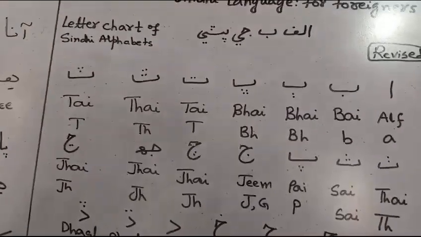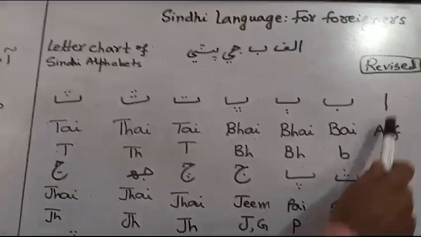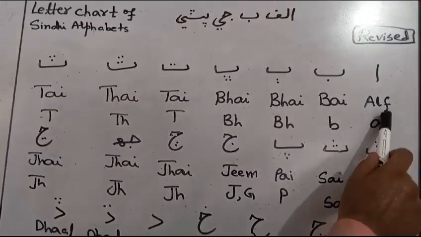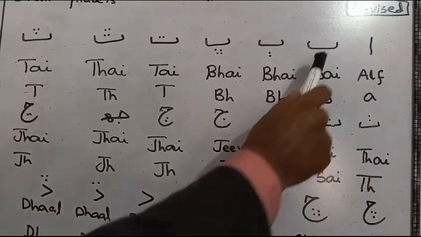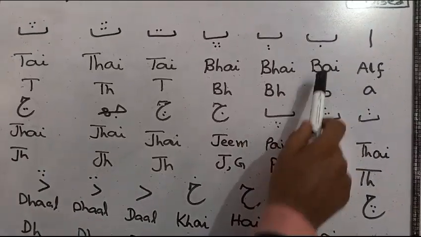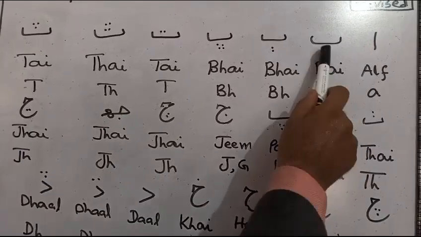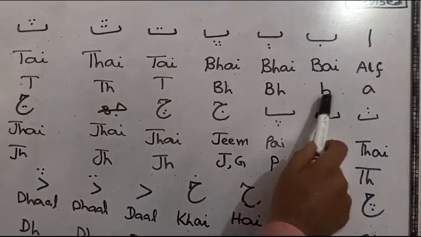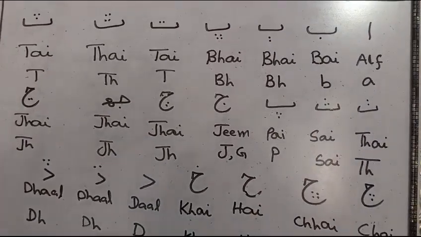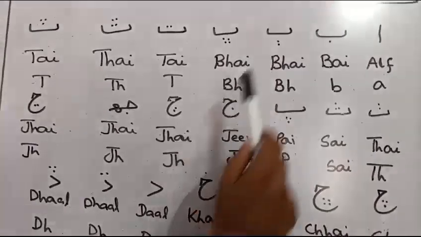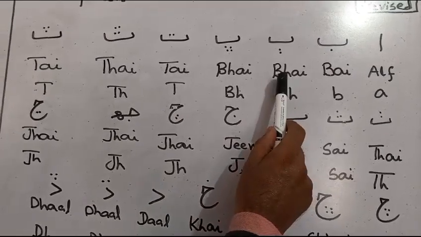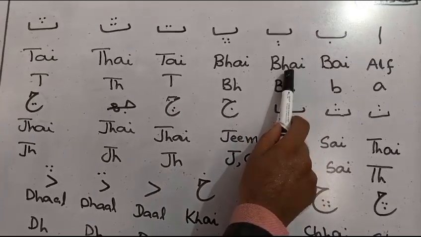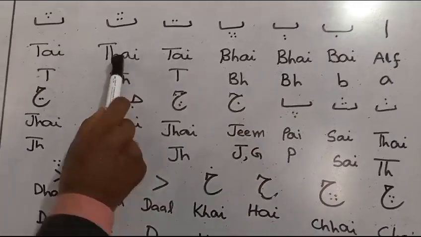These are the sounds of the Sindhi alphabets, and now I will teach you. In Sindhi we say Aleph, in English we say A. Look here, this is a B, and in sound Be. In Sindhi, Be. In English, the B is used. Okay, Be. This is B-H-A-I, Be.